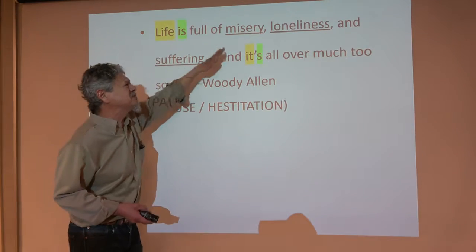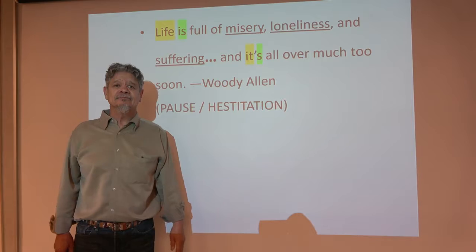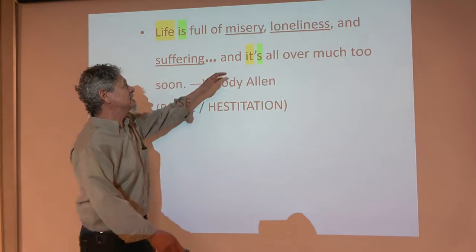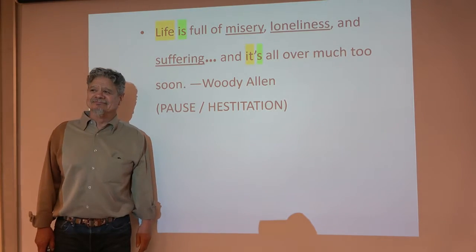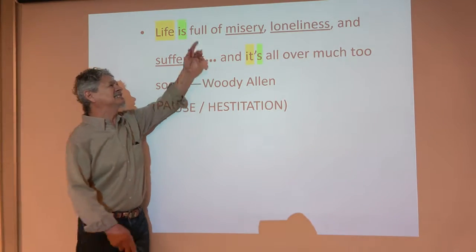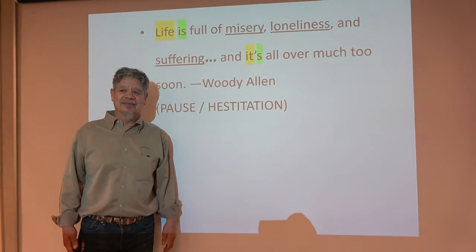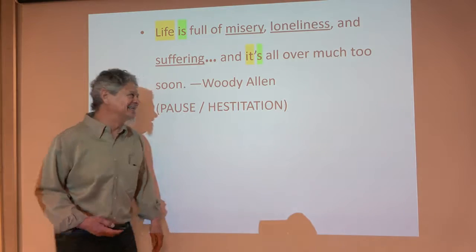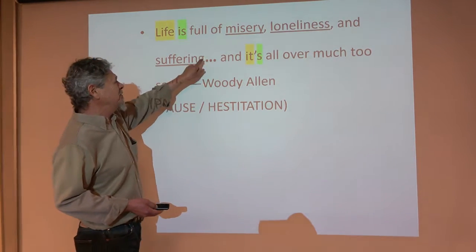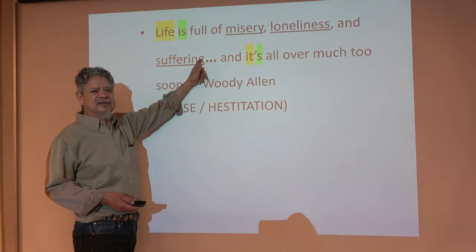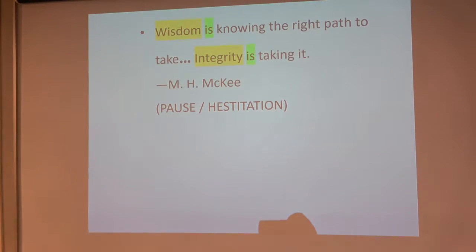Here's another one by him. Life is full of misery, loneliness, suffering. Have you experienced those things? A little bit? Yeah. So he says, and it's all over much too soon. Life has these things, misery, loneliness, and suffering, but we want to live longer to have more of those things. All right, good. So again, I don't know if I could put a colon here because of the and. I think the ellipsis works better.